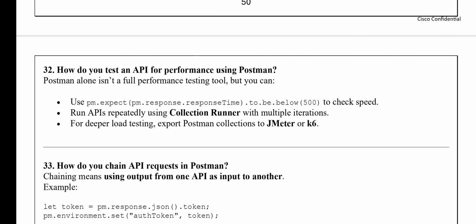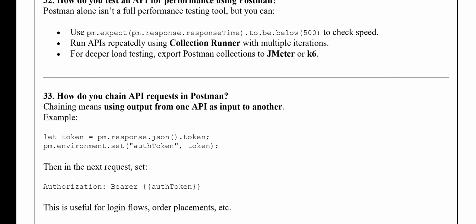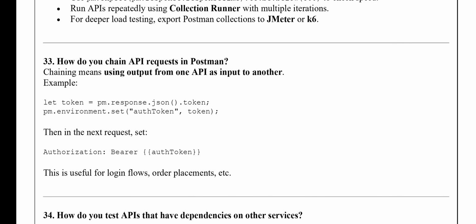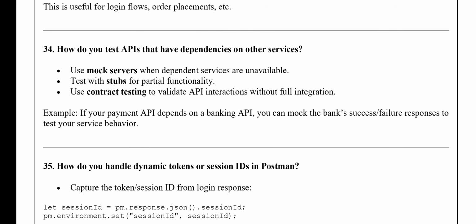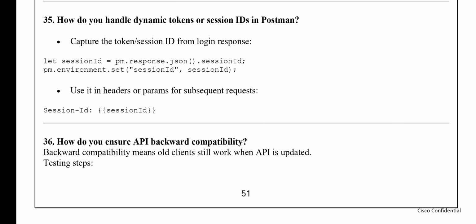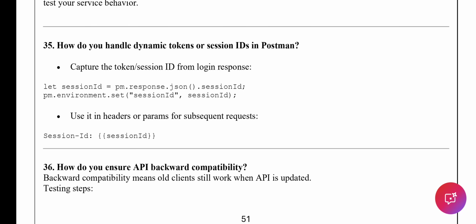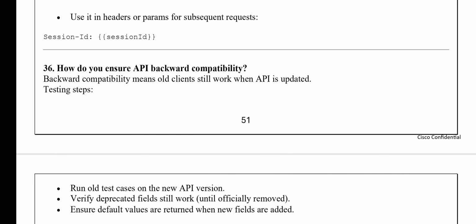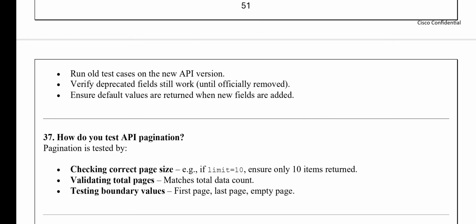How do you test an API for performance using Postman? How do you chain API requests in Postman? How do you test APIs that have dependencies on other services? How do you handle dynamic tokens or session IDs in Postman? How do you ensure API backward compatibility?